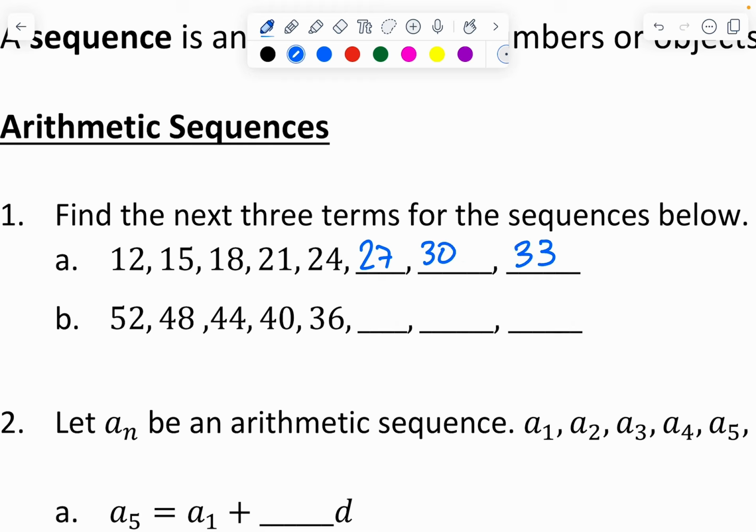The next one, I see 52, 48, 44, 40, 36. Maybe, hopefully, you've recognized that the pattern is what? You're subtracting 4. So when I subtract 4 more, I get 32, I get 28, and I get 24.